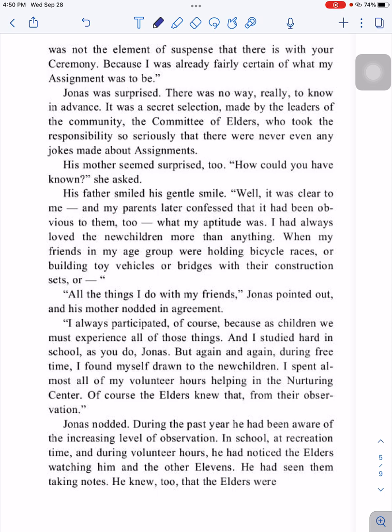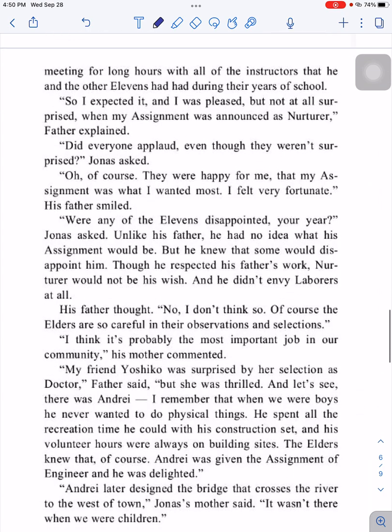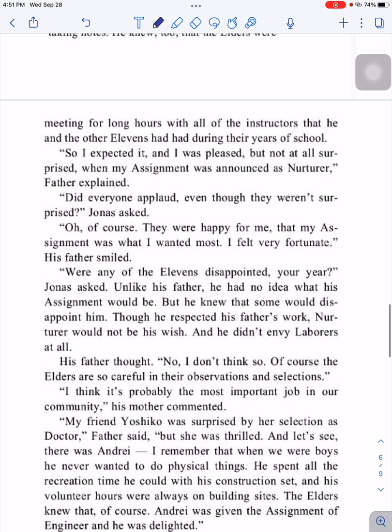Jonas nodded. During the past year, he had been aware of the increasing level of observation. In school, at recreation time, and during volunteer hours, he had noticed the elders watching him and the other 11s. He had seen them taking notes. He knew, too, that the elders were meeting for long hours with all of the instructors that he and the other 11s had had during their years of school. "So I expected it, and I was pleased, but not at all surprised, when my assignment was announced as nurturer," Father explained.